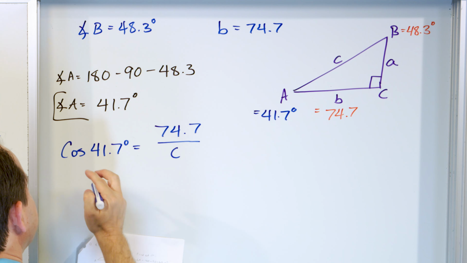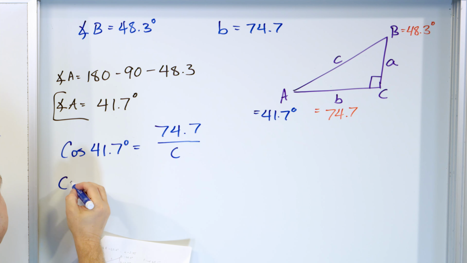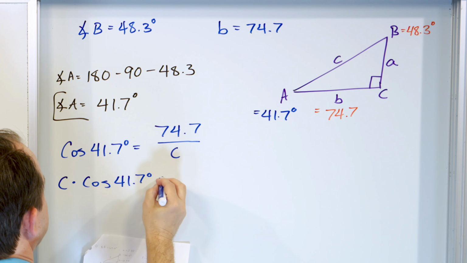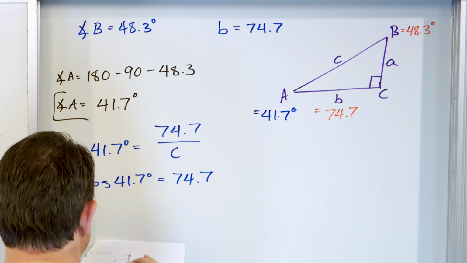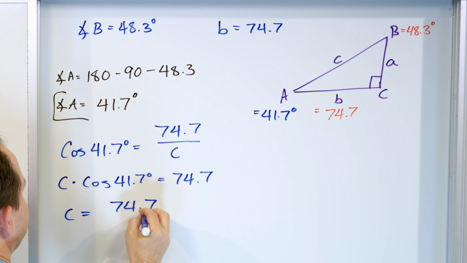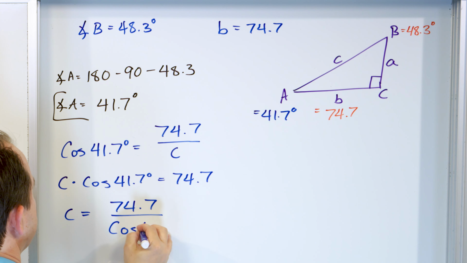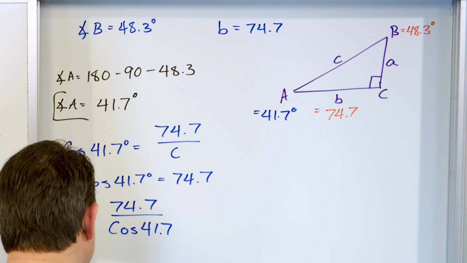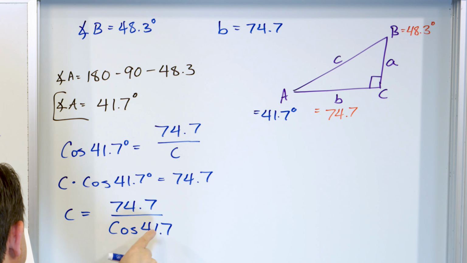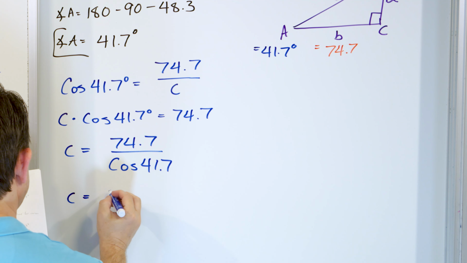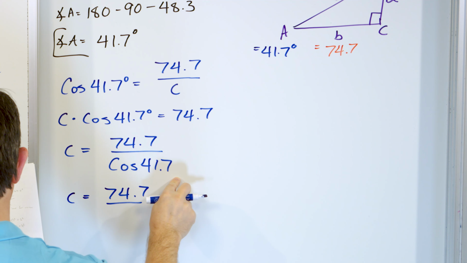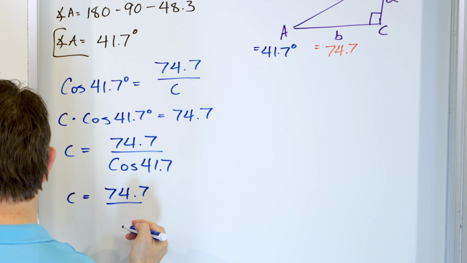So same thing, I can multiply by C to get rid of it. C multiplied by the cosine of 41.7 degrees is 74.7. Then I'm going to divide by this, so I'll get 74.7 divided by the cosine of 41.7. And when I take the cosine of 41.7, the cosine of this angle works out to be 0.747.